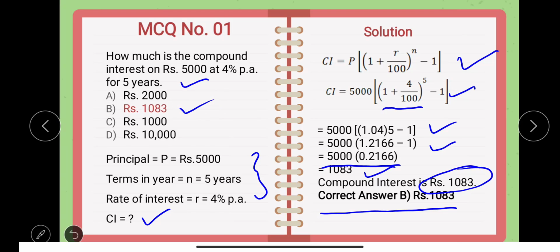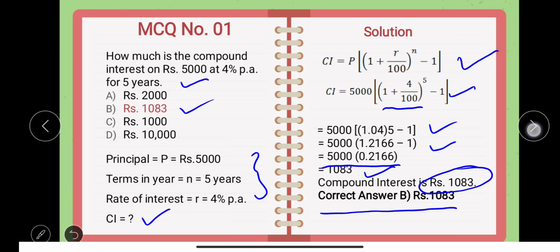So in this way you can solve this example and give the answer of multiple choice questions. Sometimes the question will be asked as how much, or what is the amount in rupees dash dash dash, like this. So this question will be asked in various ways in the examination. So practice solving examples like this.